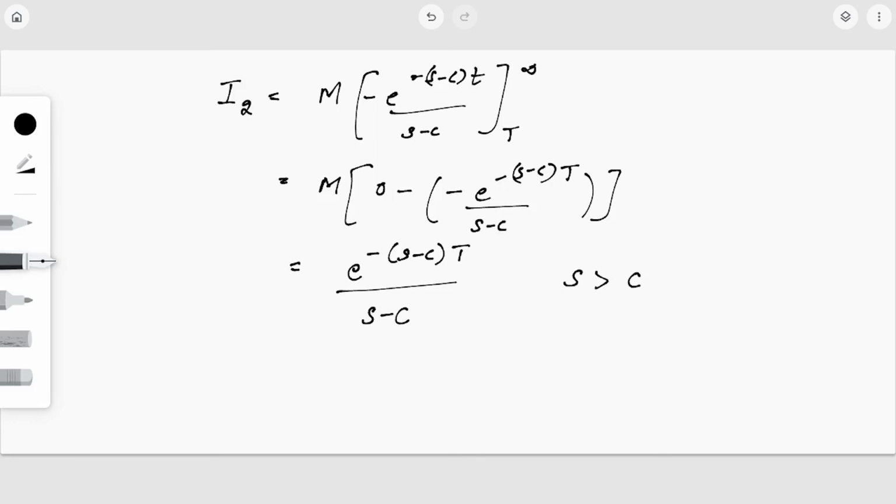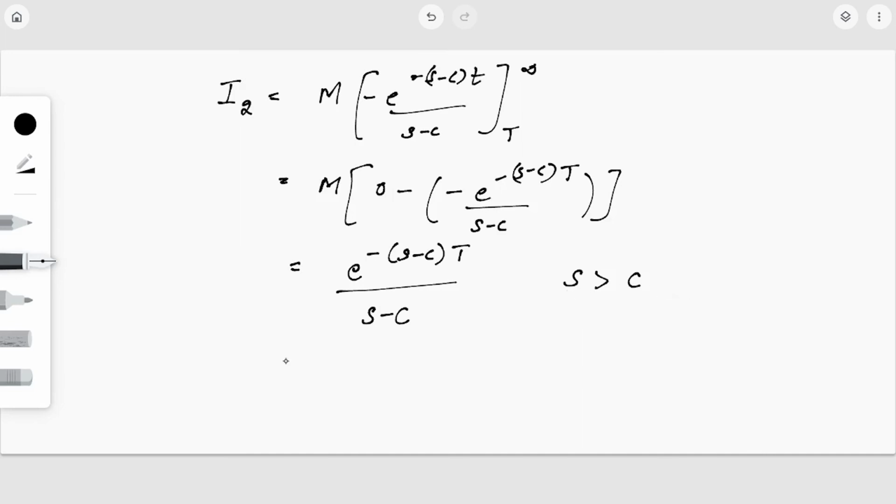Okay, just like I had mentioned before, this value must be positive. If this s minus c is not positive, then we will have e raised to some positive power of t. So when we tend t to infinity, it becomes e raised to infinity, and that becomes undefined. So s must be greater than c.